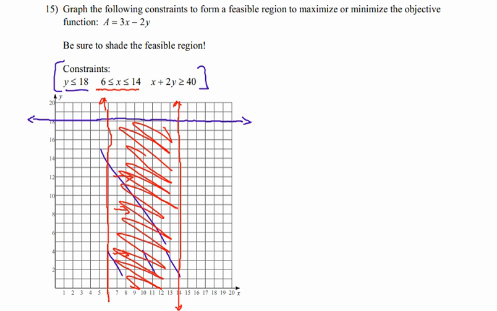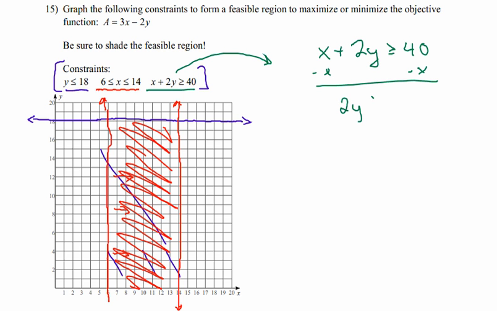All right, last piece is this one. But we can't graph that right now because it's not in slope-intercept form. You could, but that's not the way we've been graphing it. So your first step, just solve that for y. Subtract x from both sides, and get 2y greater than or equal to negative x plus 40. Divide by 2. Y is greater than or equal to negative 1/2 x plus 20.